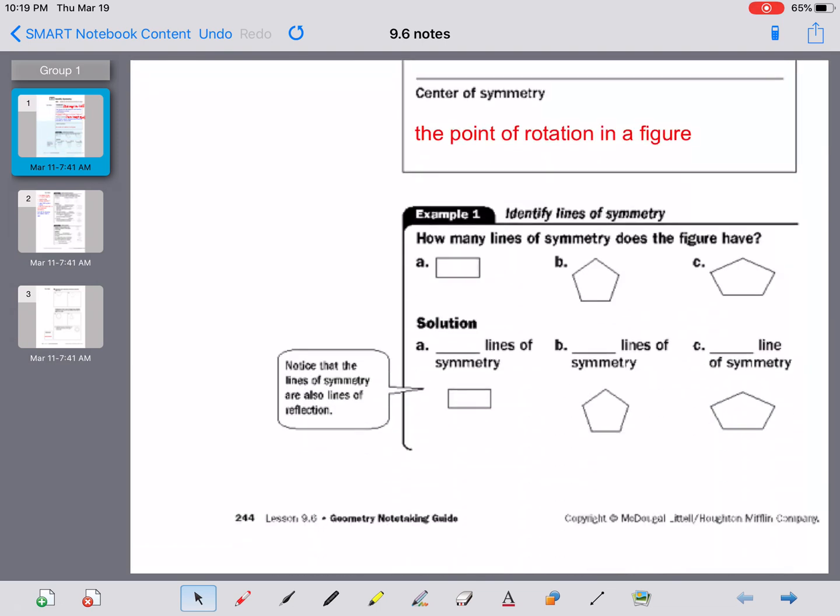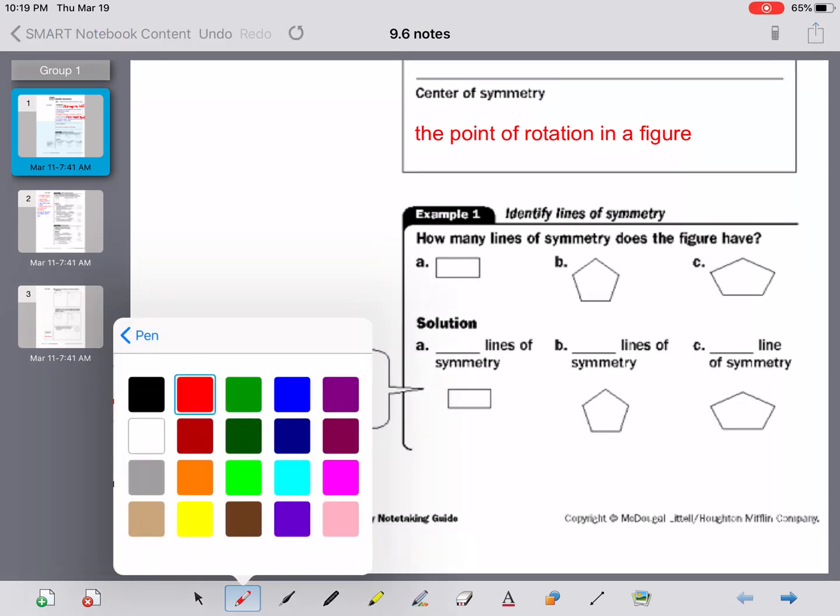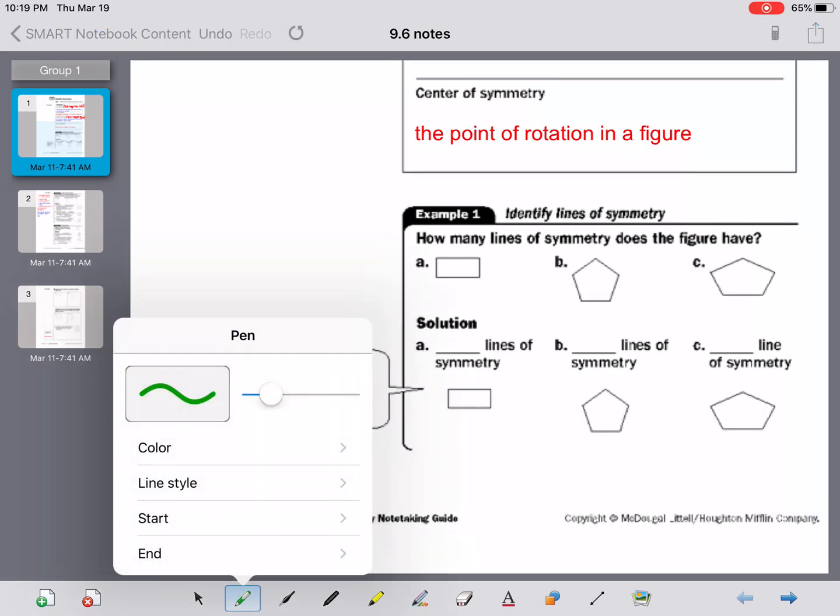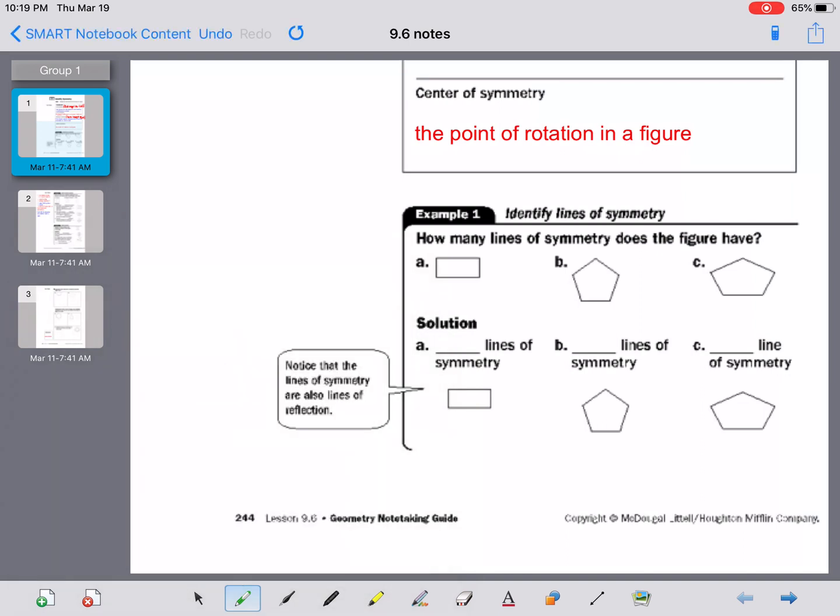So we're going to start with identifying lines of symmetry. When you look at a figure, you're trying to decide, can I draw a line through this figure that when I fold on that line, all of my lines on both sides line up exactly. So in this first rectangle, we could definitely do this horizontal fold here. When I fold top to bottom, they would be identical. Or I can do this vertical fold here because both left and right sides would be identical. So those are both lines of symmetry.